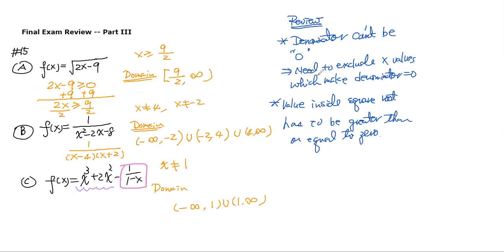So make sure you remember these two rules. If you see a fraction, the denominator cannot be 0. If you see a square root, everything inside the square root has to be greater than or equal to 0. Okay, very good. Now let's take a look at the next one here.